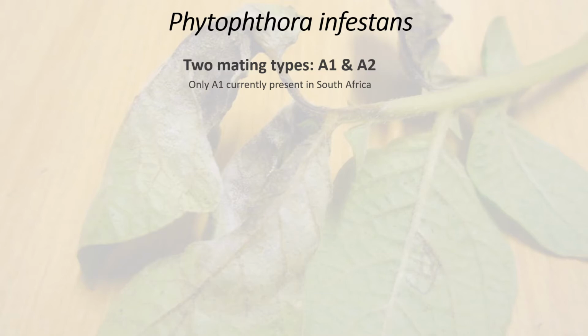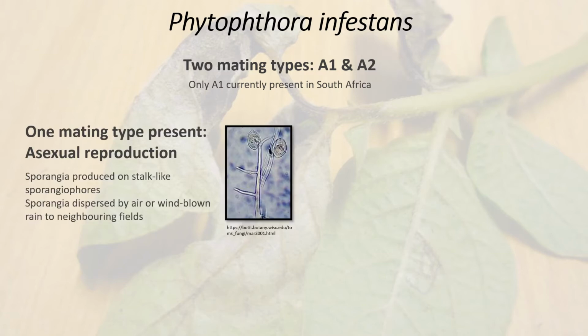These A1 and A2 mating types are not to be confused with the different strains of Phytophthora. So if you read the literature, you will find that there are many different strains, and these refer to where they were isolated from, what type of resistance or what types of cultivar resistance they have overcome, etc. What we need to know about A1 and A2 is that where only one mating type is present, as we currently have in South Africa, only asexual reproduction occurs.